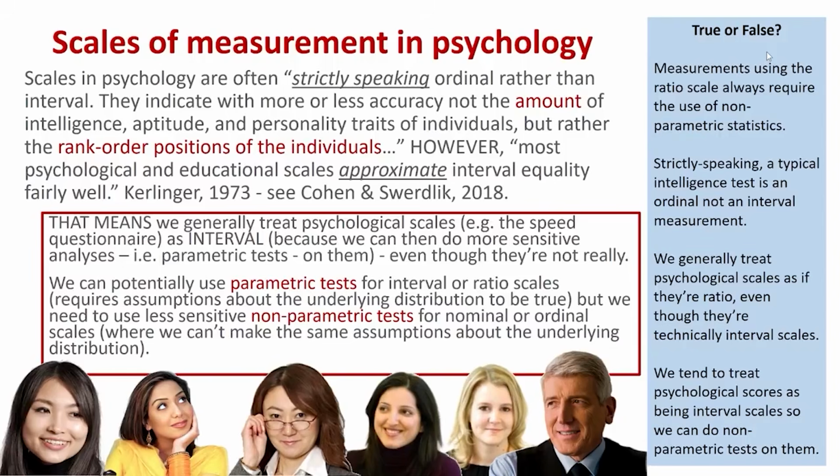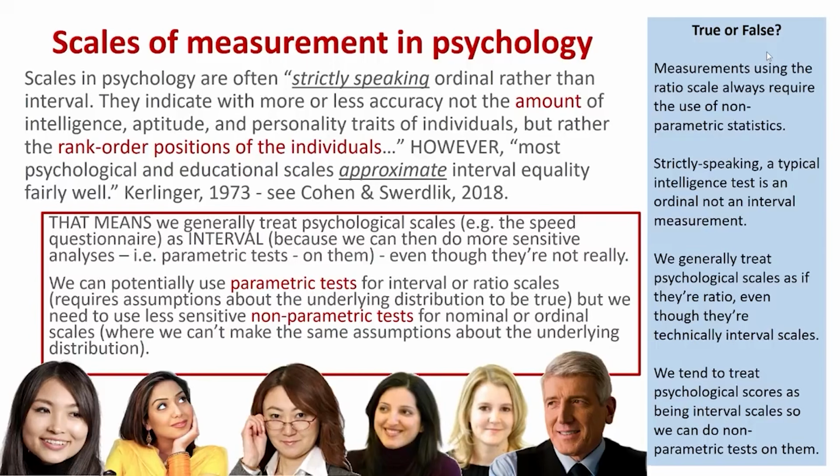True or false? Measurements using the ratio scale always require the use of non-parametric statistics. No, that's false, because there'll be lots of ratio scales that would meet the assumptions of parametric statistics, and therefore there are situations where we can use parametric statistics. Is it the case that we can always use parametric statistics when you've got a ratio scale? The answer to that is no, because there might be situations where the scale is ratio, but your parametric statistic requires, for example, a normal distribution, and the scale doesn't have a normal distribution.